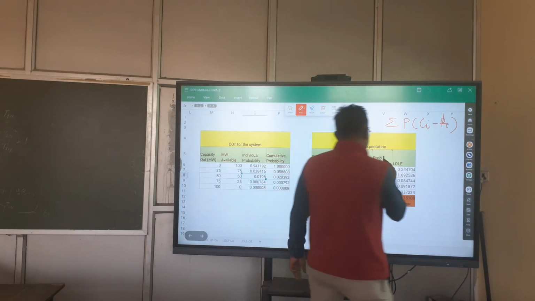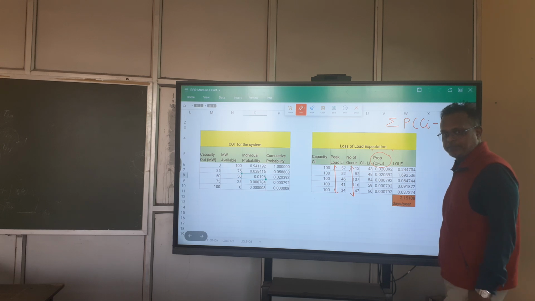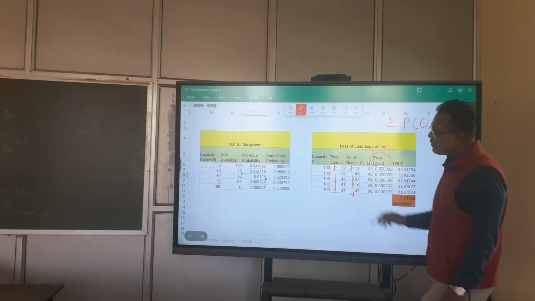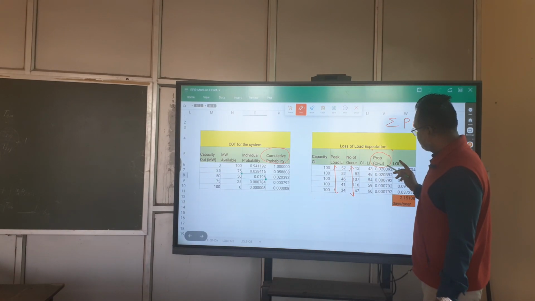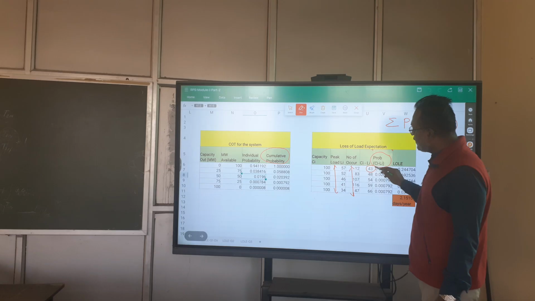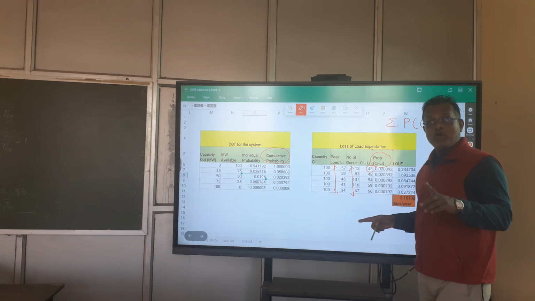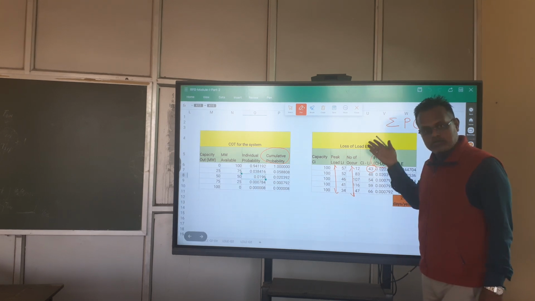Now how to obtain the probability of Ci minus Li? You have to get this from the capacity outage table, from the cumulative probability. For example, since the peak load is 57 megawatt, loss of load will occur if the capacity outage is 43 or more.